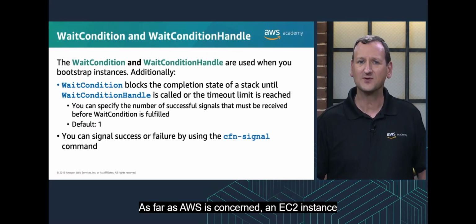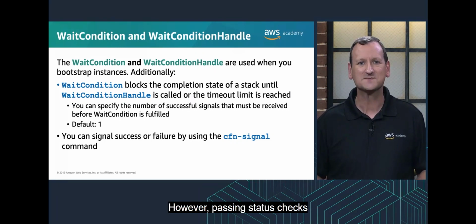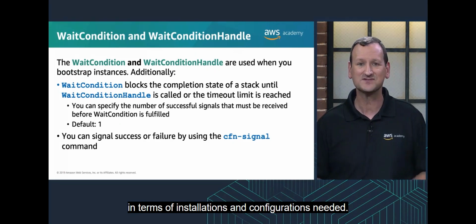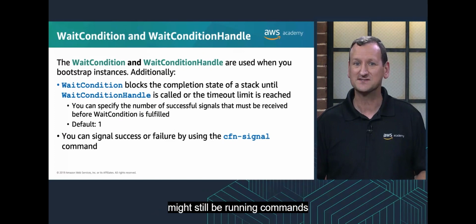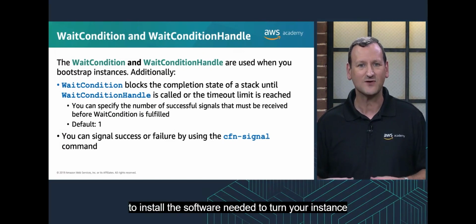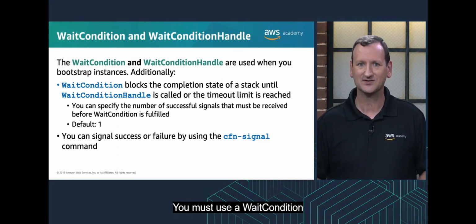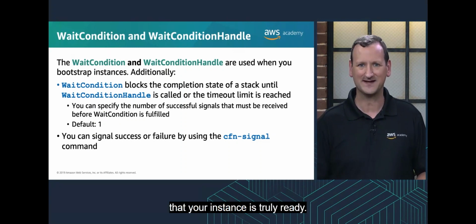As far as AWS is concerned, an EC2 instance is ready to use when it passes its status checks. However, passing status checks might not mean that your instance is ready in terms of installations and configurations needed. For example, your user data and scripts might still be running commands to install the software needed to turn your instance into a database server. You must use a wait condition to signal to AWS CloudFormation that your instance is truly ready.